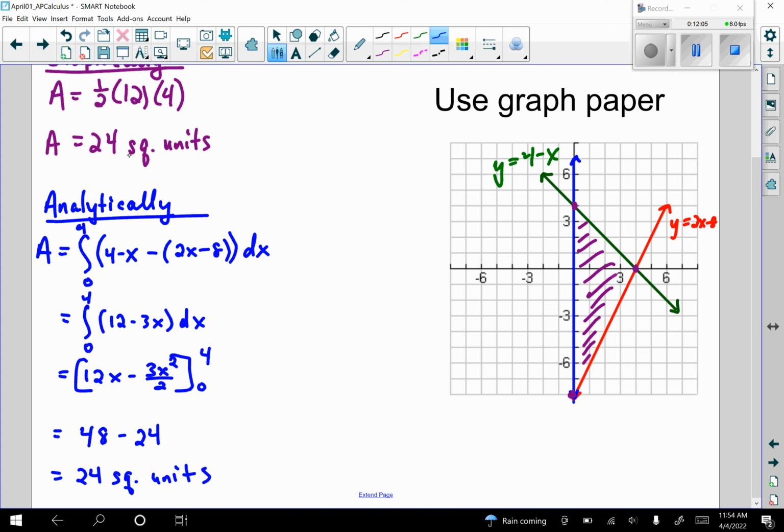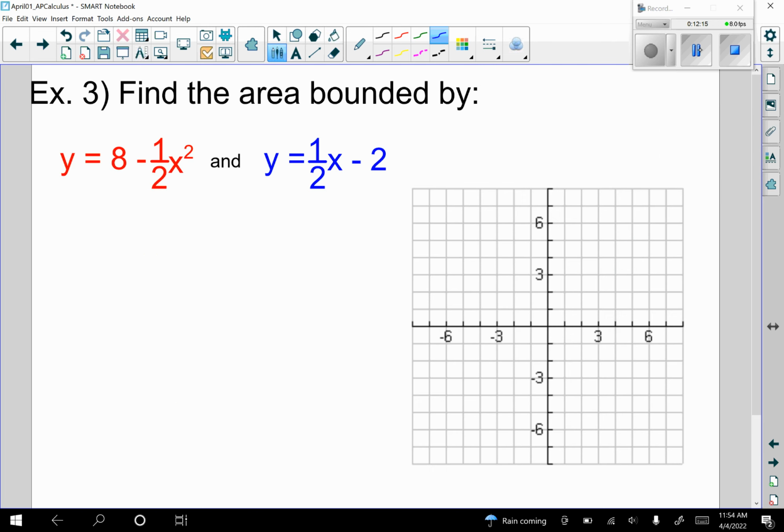All right, so the idea is we want to be able to graph and find the points of intersection, because the x values, as we move from left to right, are going to be our limits of integration. Let's try one more. All right, so here's our two curves. We have a quadratic, a parabola, and then a line. We want to find the area bounded by these two curves. So pause the video to go ahead and graph these.